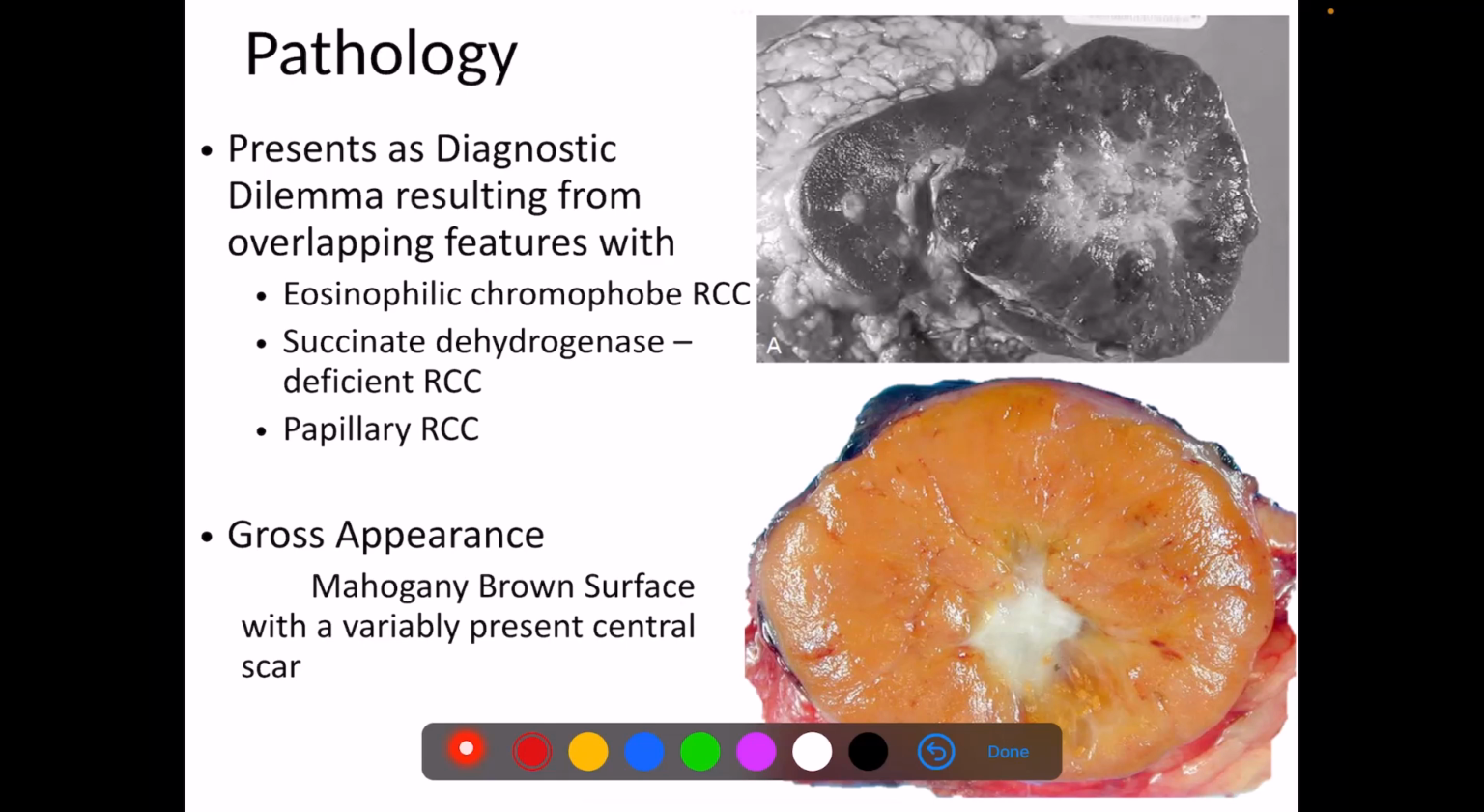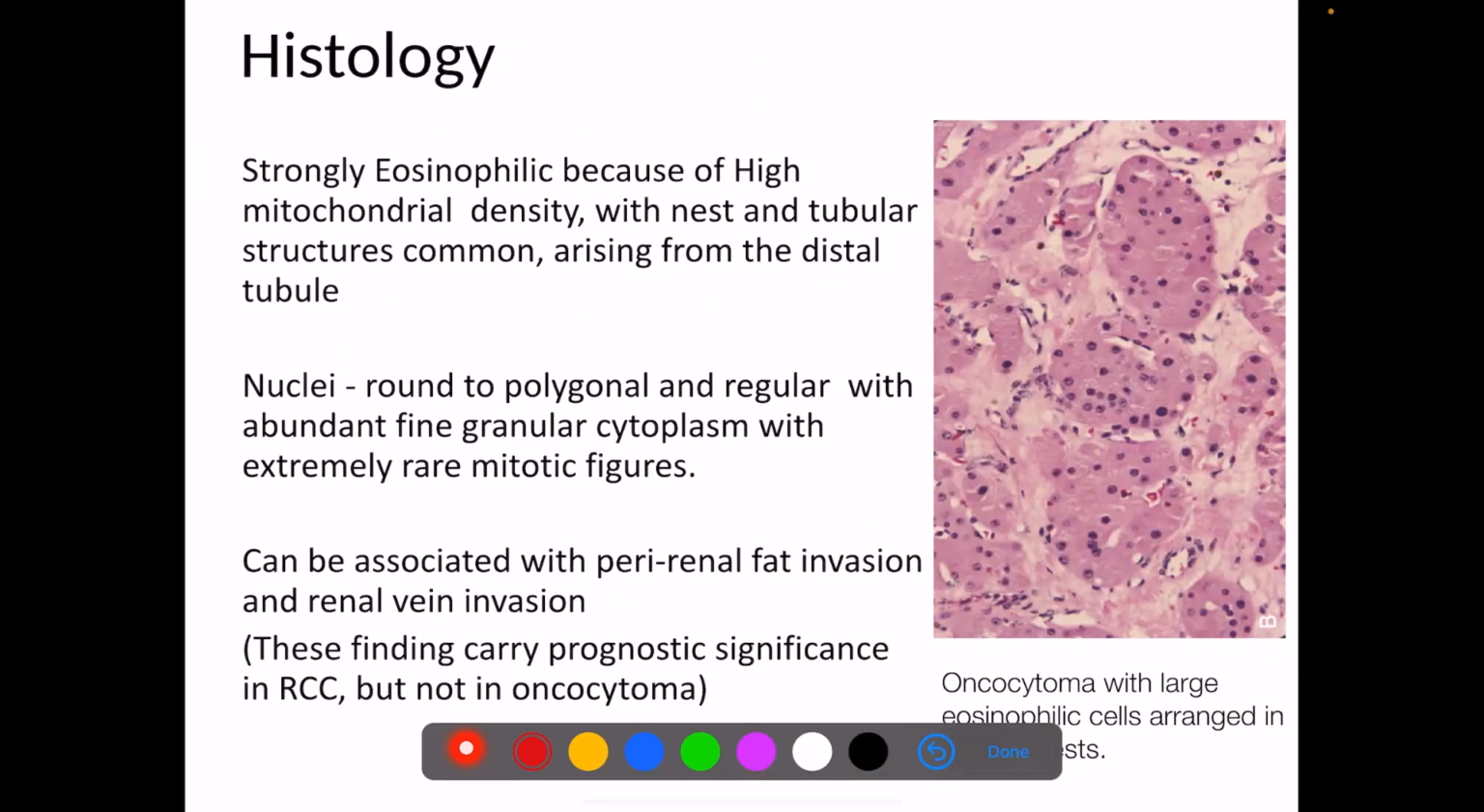The pathology presents a diagnostic dilemma due to overlapping features with eosinophilic chromophobe renal cell carcinoma, succinate dehydrogenase deficient RCC, and papillary RCC. Based on the gross appearance, it appears mahogany brown with a variably present central scar. On histology, it is strongly eosinophilic because of high mitochondrial density, with nests of tubular structures arising from the distal tubule. The nuclei are round to polygonal and regular, with abundant fine granular cytoplasm and extremely rare mitotic figures.